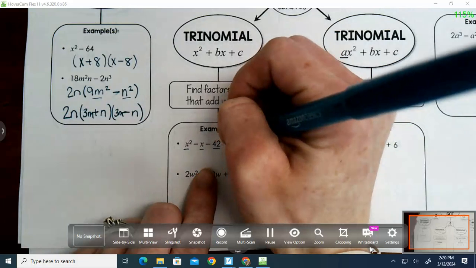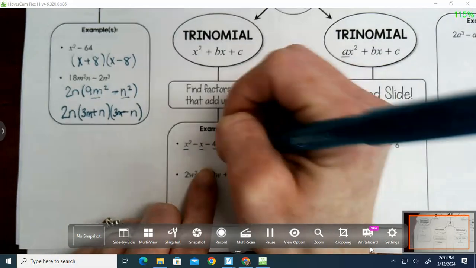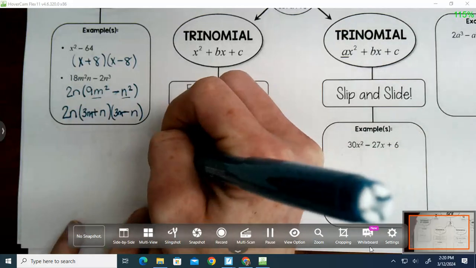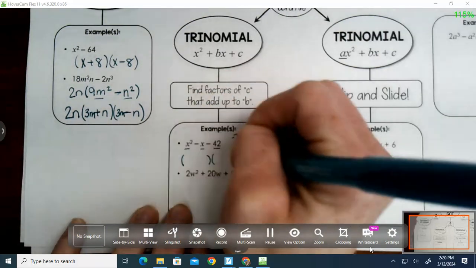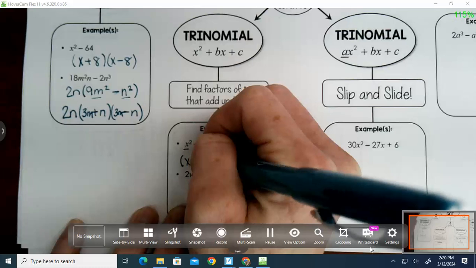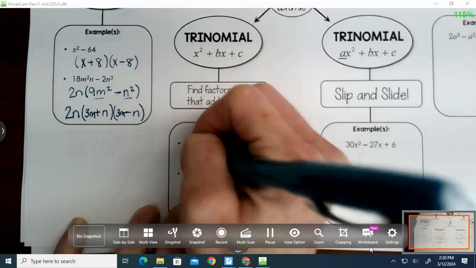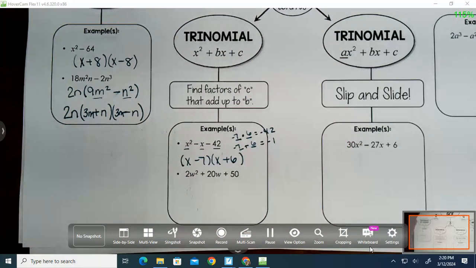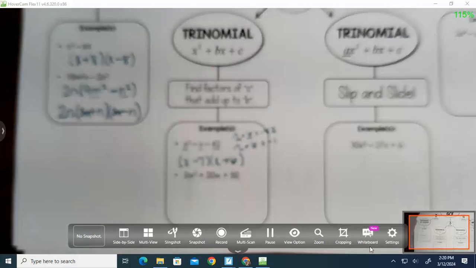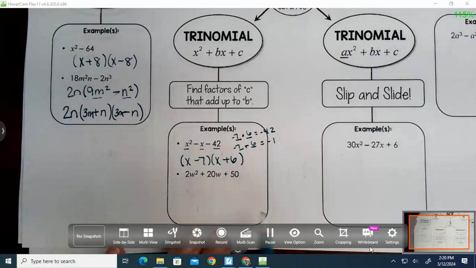Negative 7 times positive 6 is negative 42. Negative 7 plus positive 6 is negative 1. So when this factors, we had x squared, so we put 1x in each of them. And then we have a minus 7 and a plus 6. And it doesn't matter the order. So if you put the x plus 6 first and the x minus 7 second, that's fine.